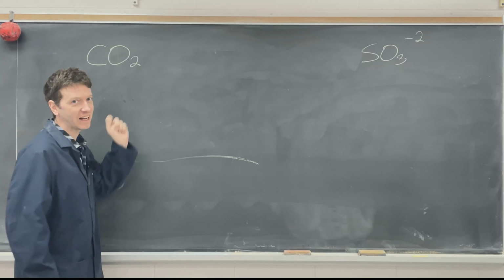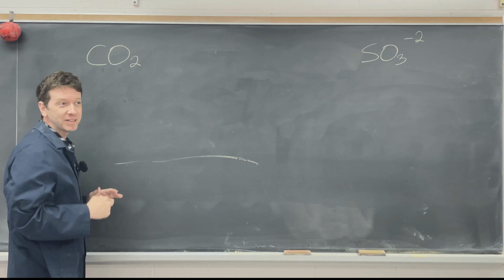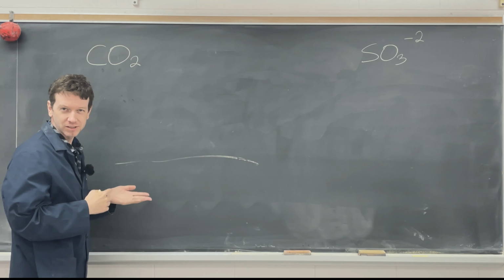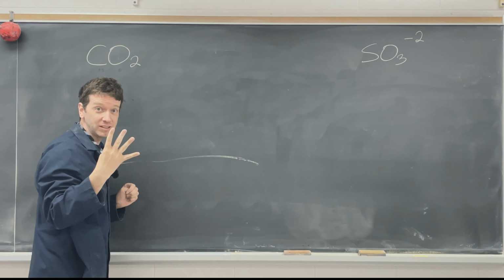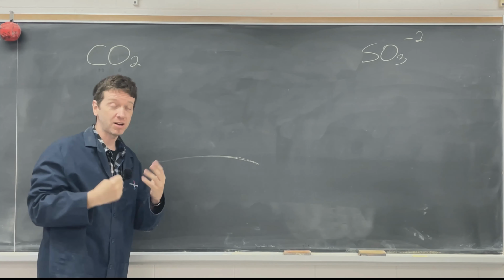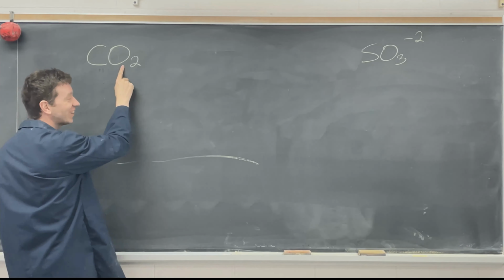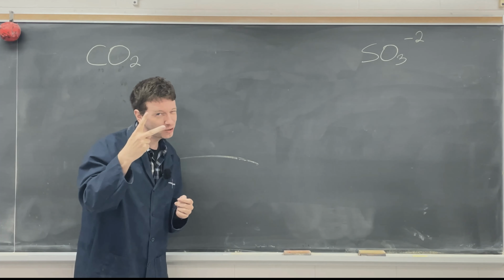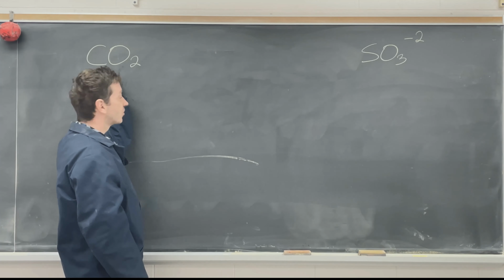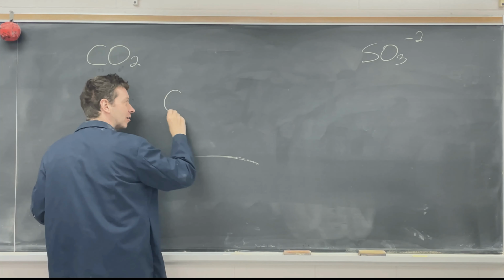Let's start with carbon dioxide. Now the first step is choose the element that has the most bonding options. What do I mean by that? Carbon has 4 outer electrons, so it has 4 bonding options. Oxygen has 6 outer electrons, which means since it needs 8, it only has 2 bonding options. So carbon has more bonding options, so we're going to place it in the middle.